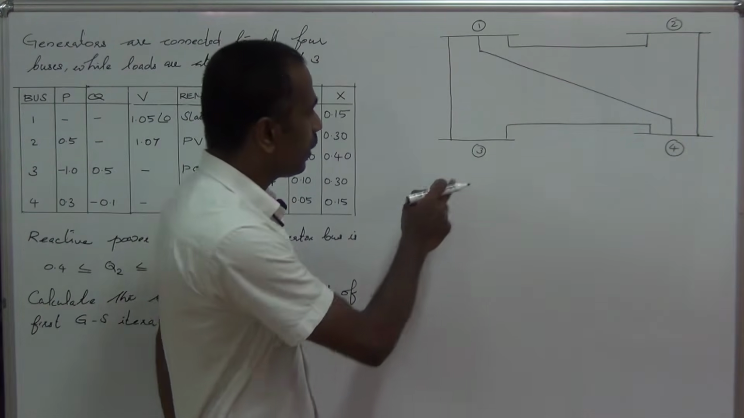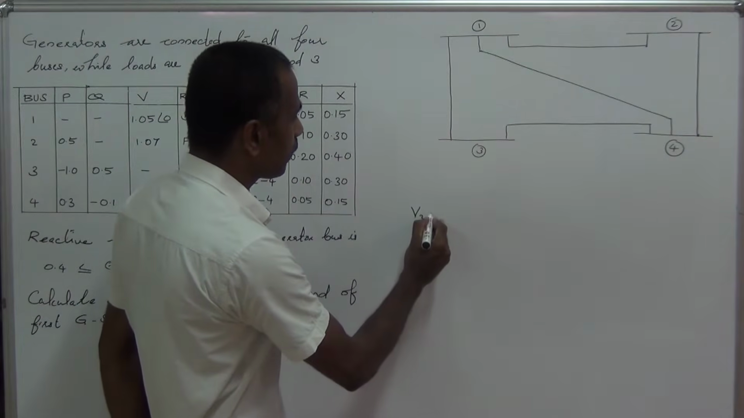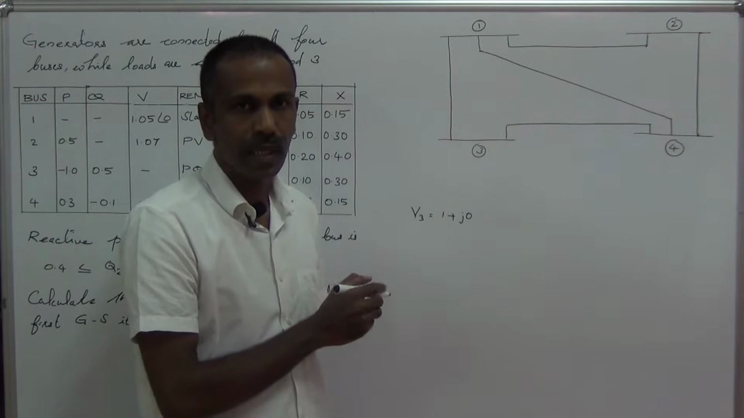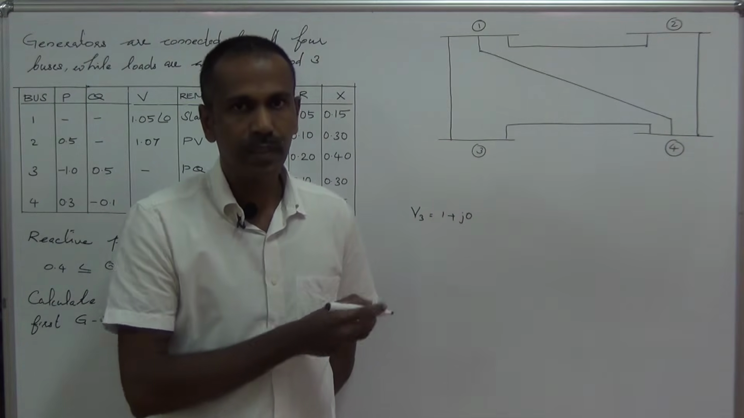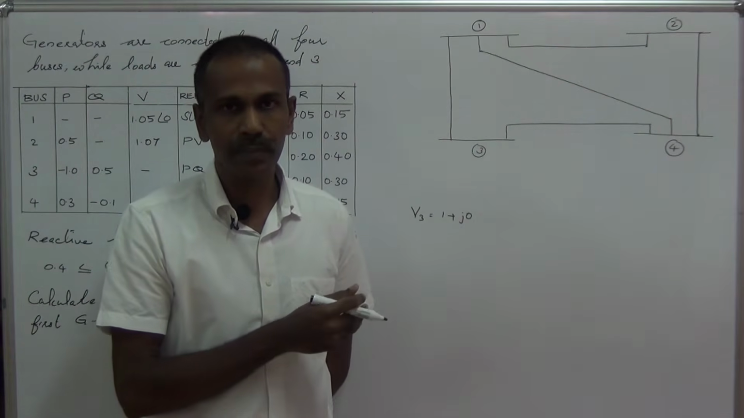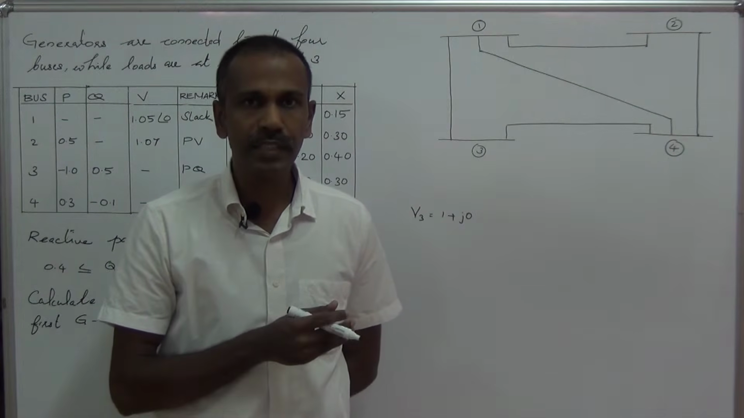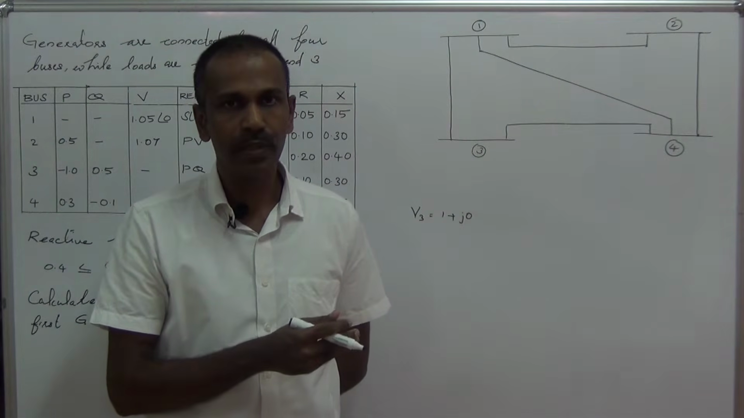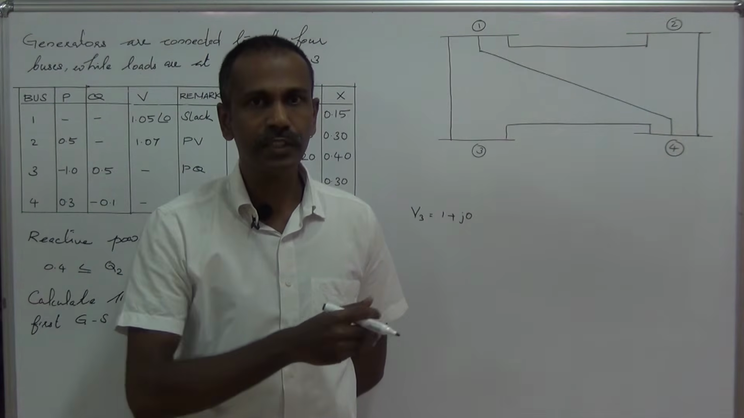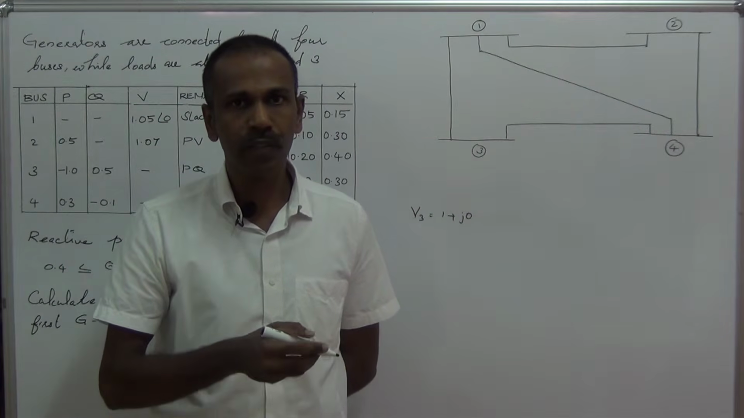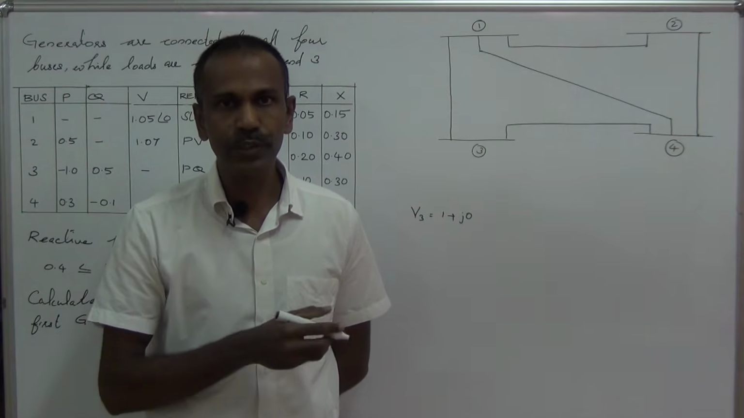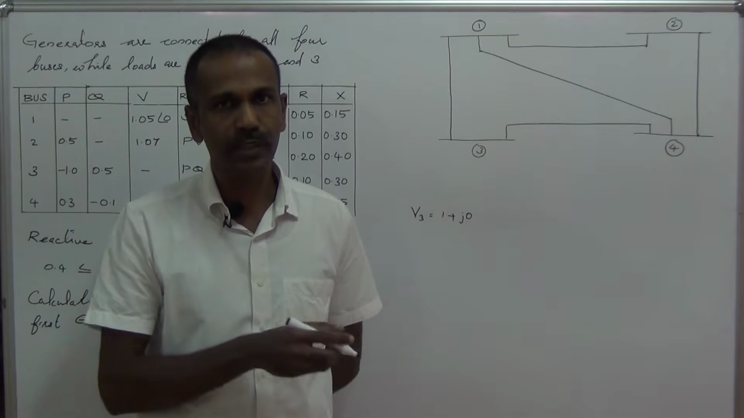For example, the bus voltage V3 equals 1 plus J0. This is my assumption. At the end of the first iteration, this bus voltage will be modified or updated. So at the end of the first iteration, we get closer to the actual voltage by one step. At the end of the second iteration, again the voltage will be updated, and we get closer to the actual voltage by one more step.